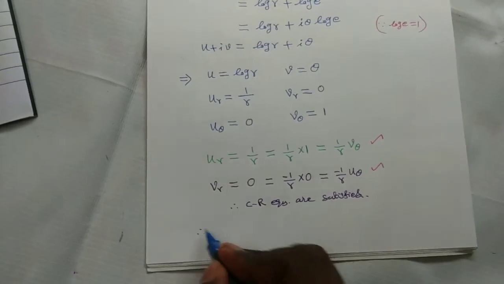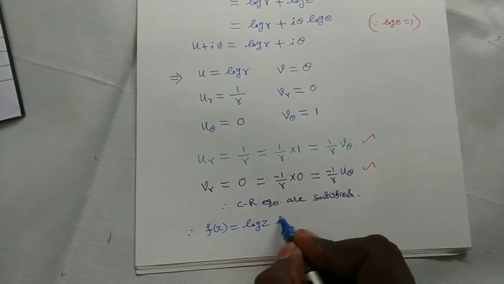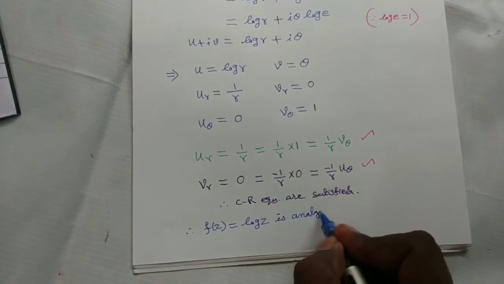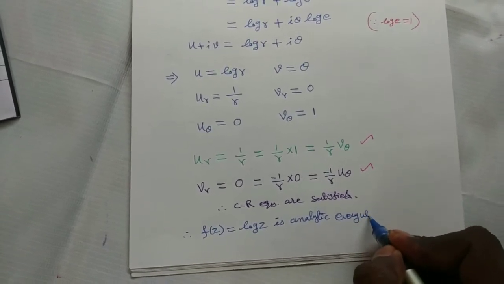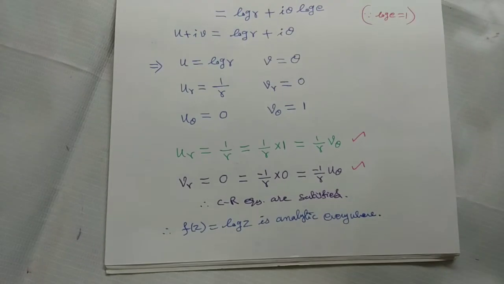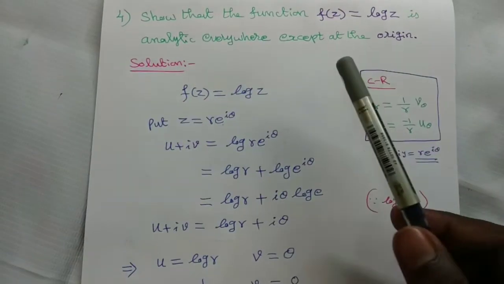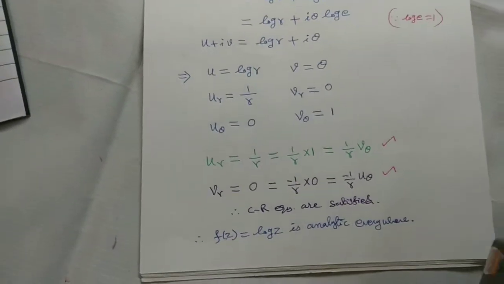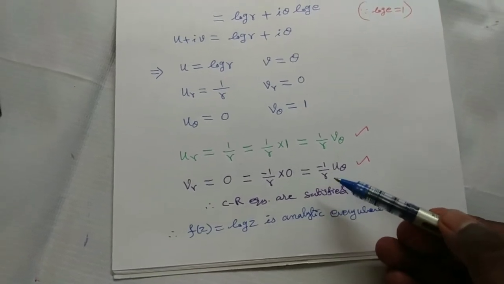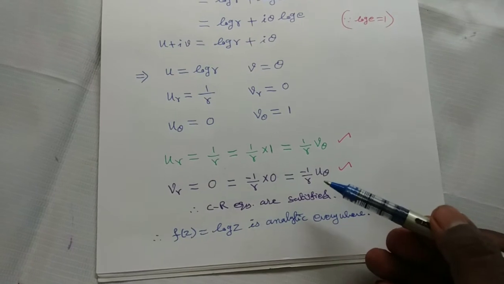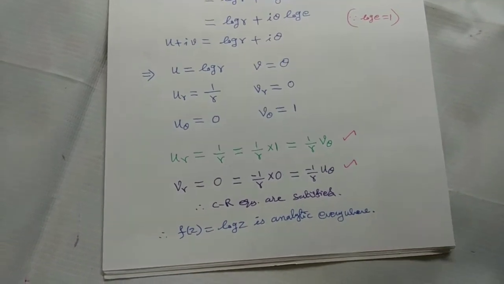Therefore f of z is equal to log z is analytic everywhere. But you see, it is not analytic at z equal to 0, because I want to verify it except at the origin. Except origin means it is not analytic at r equal to 0, because when r is equal to 0 it is not defined. When r equal to 0, 1 by r is infinity.